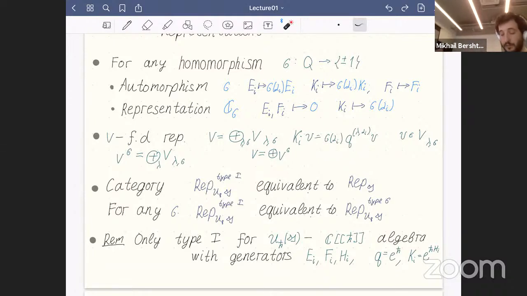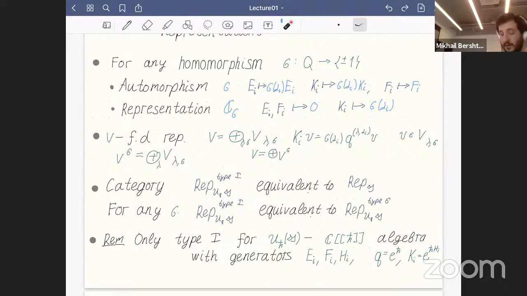Usually, people consider only some block in the category of representations. Representation of type 1 means that we don't have such a sign, so K x by some power of Q. And the theorem is that this category of representations, as an abelian category, is equivalent to just representations of the algebra G.